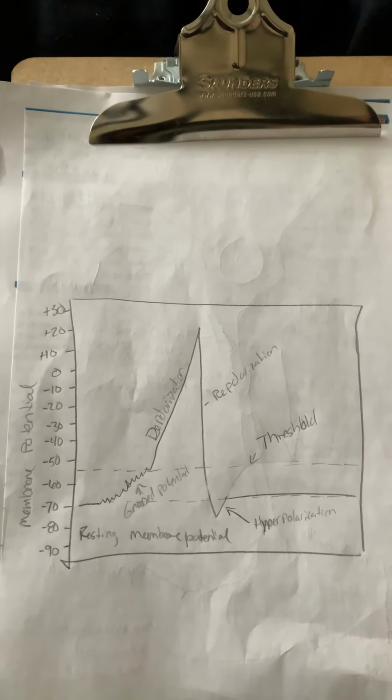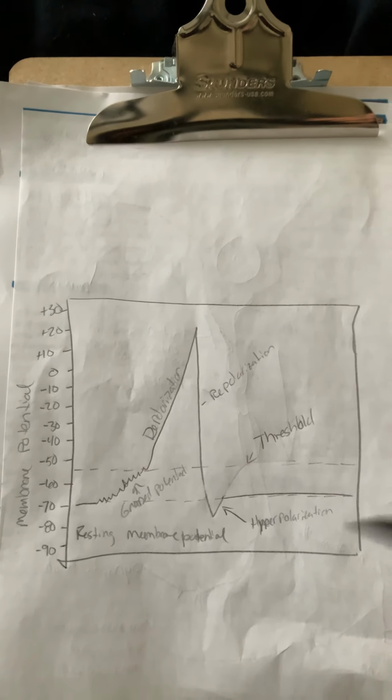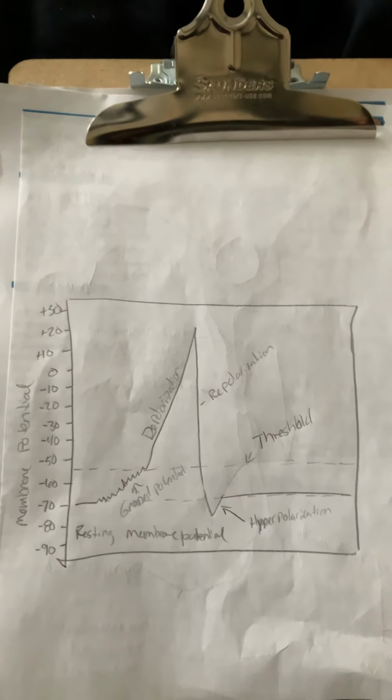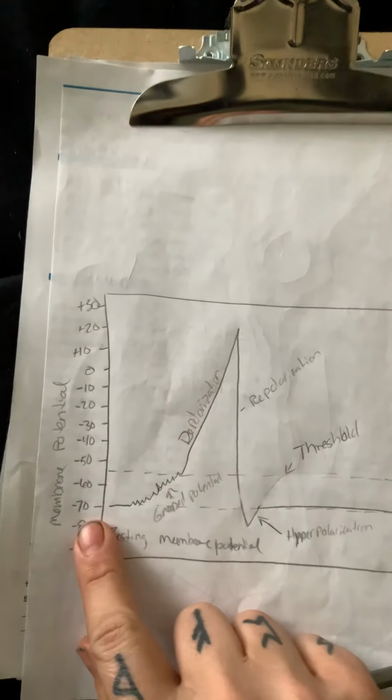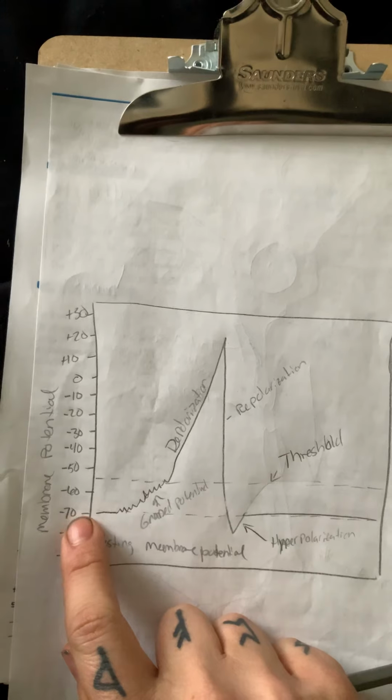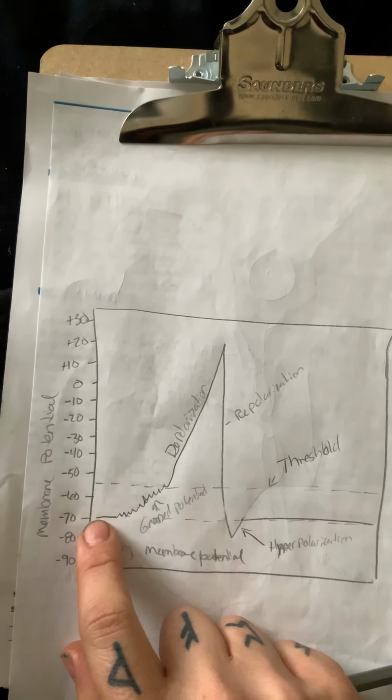So this is question number 13. This is showing the membrane potential, or the difference between the negative charge and the positive charge on the inside and outside of the cell membrane. So normally a cell membrane is at negative 70 millivolts, which means it's a lot more negatively charged on the inside than it is on the outside.